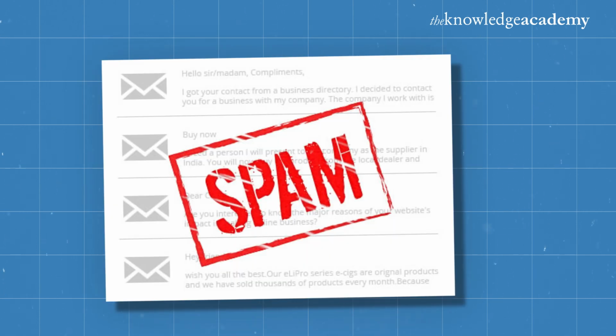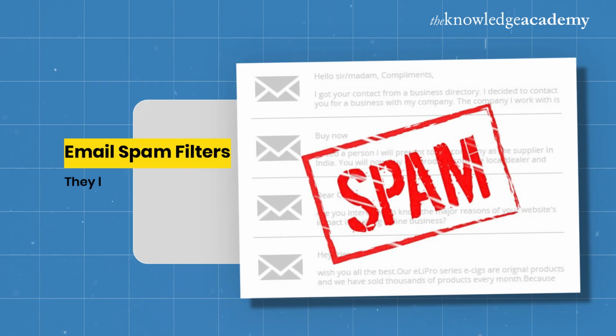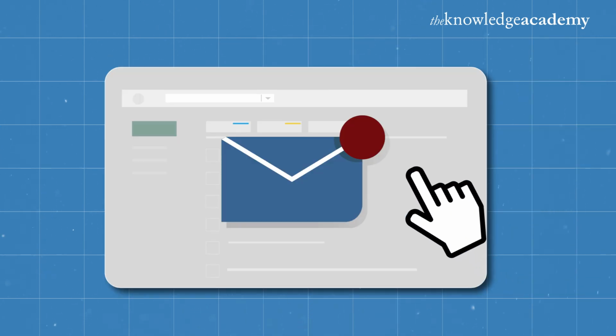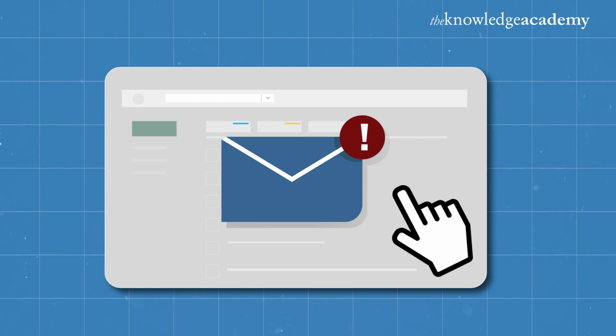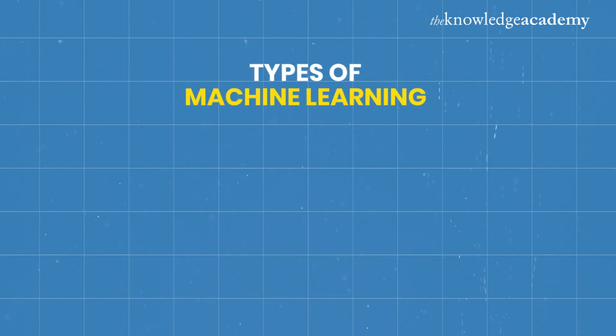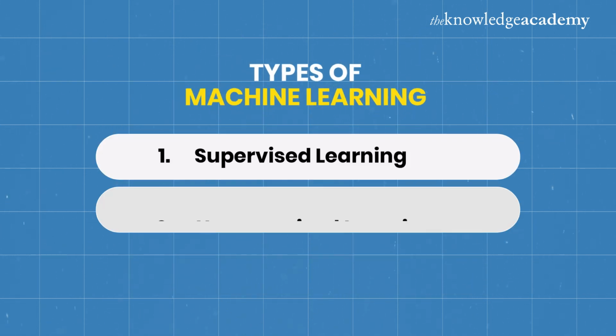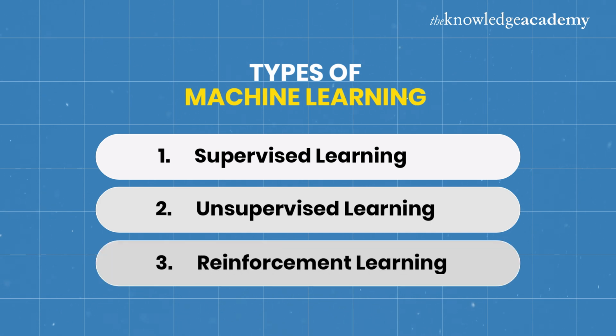Another great example is email spam filters. They learn from millions of emails to detect and filter out spam. Every time you mark an email as spam, the system gets better at filtering similar emails. Within machine learning, there are several types of learning: supervised learning, unsupervised learning, and reinforcement learning.